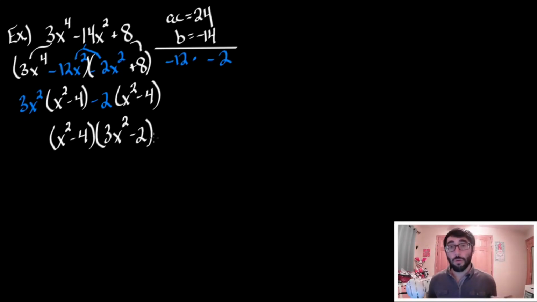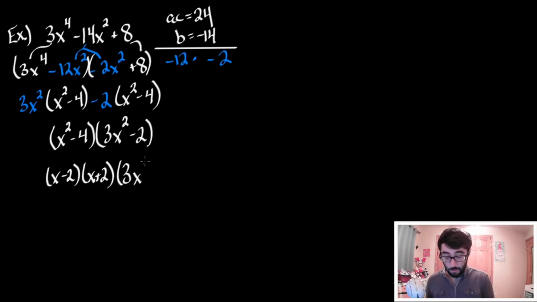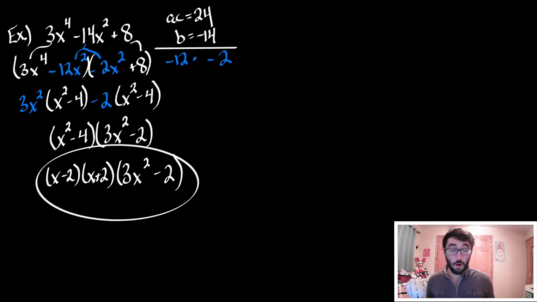But remember, we always want to see if we can factor anything a little bit further. Well, x squared minus 4 can actually be factored further because that is a difference of squares. X squared is a perfect square, 4 is a perfect square, it's subtraction, so I can use difference of squares. So x squared minus 4 can be broken down to x minus 2 and x plus 2. And now I have to look at 3x squared minus 2. I can't factor that any further, so that is going to be our final answer. We have x minus 2, x plus 2, and 3x squared minus 2. Those would be our three factors.